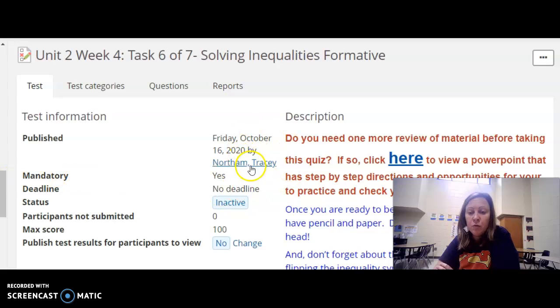And then finally, you have a formative. If you are not quite ready to take this, if you feel like you still need a little bit more, you'll notice that it says click here to view a PowerPoint that has step-by-step directions and opportunities for you to practice and check your work. So go here and go through the PowerPoint if you need a little more time and practice before taking your formative, okay? That's a really good resource of review. All right, that is it for your inequalities.